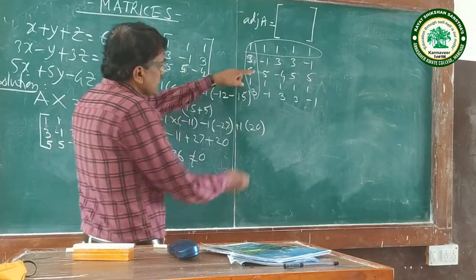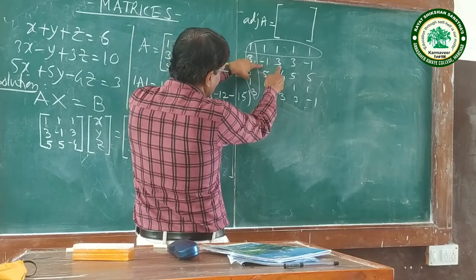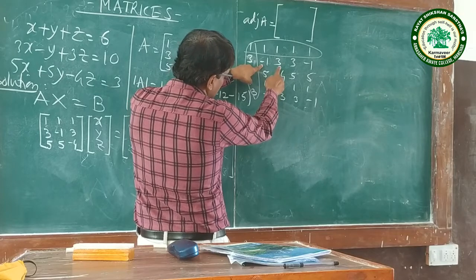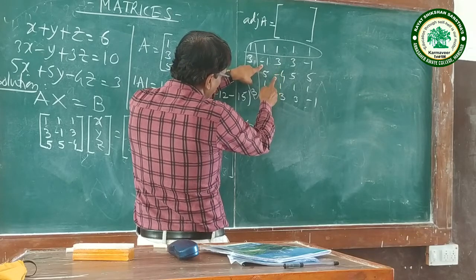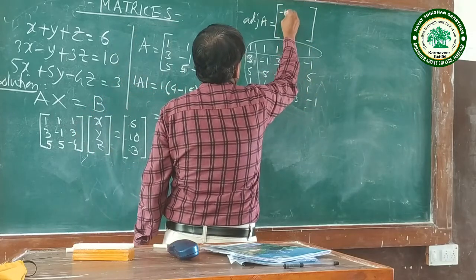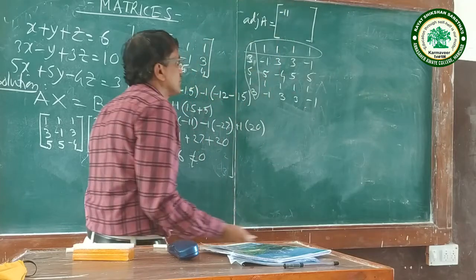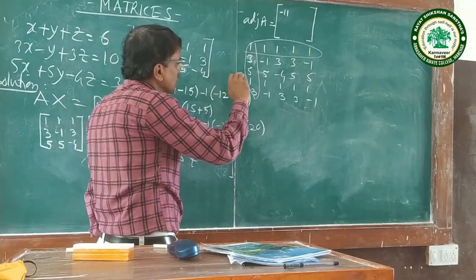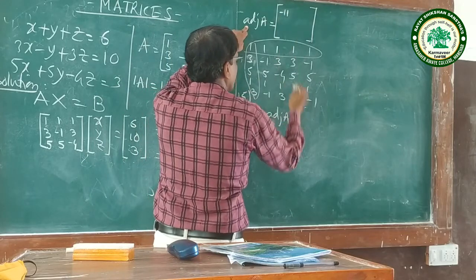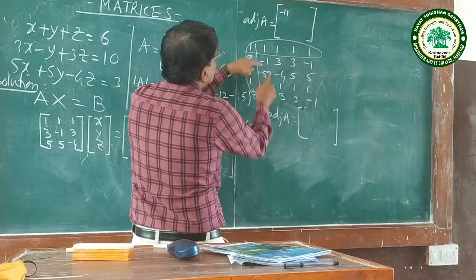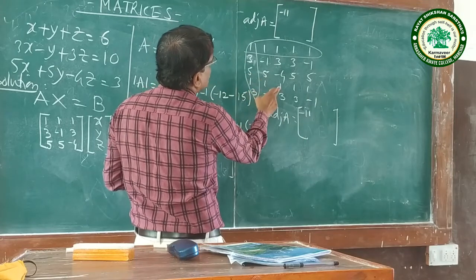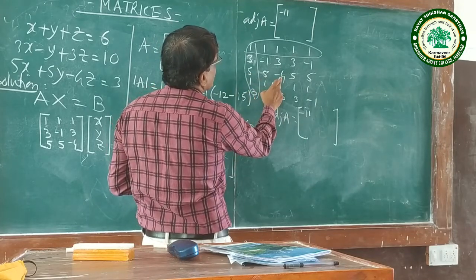See here, first consider these 4 elements, minus 1, 3, 5, minus 4. Minus 1 into minus 4 plus 4, minus 5 into 3, 15, 4 minus 15, it is minus 11. Write it here, in adjoint A. So adjoint A is equal to, 4 minus 15, it is minus 11. Next, 5 into 1, 5 minus 4, 5 plus 4, 9.